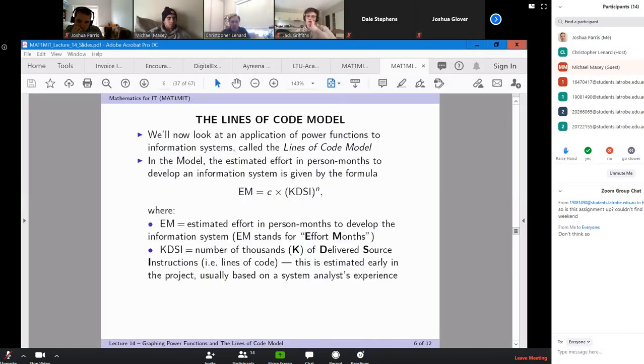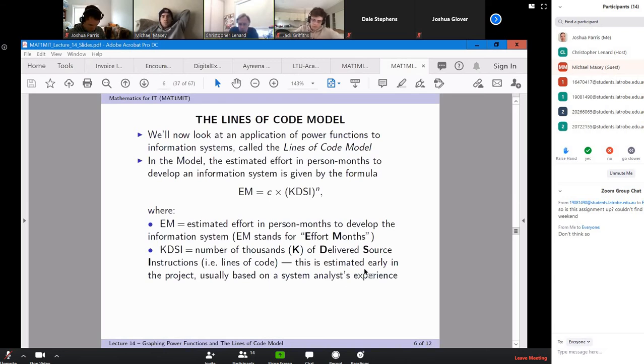So KDSI is delivered source instructions. The DSI is basically lines of code, and K is thousands of, so like kilo of lines of code. So if you say 5 KDSI, it means 5,000 lines of code. If you want 15,000 lines of code, it's 15 KDSI.